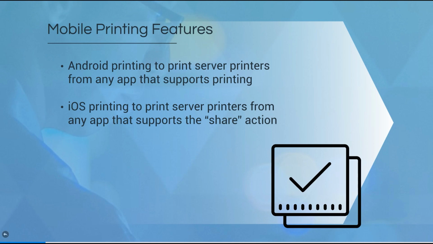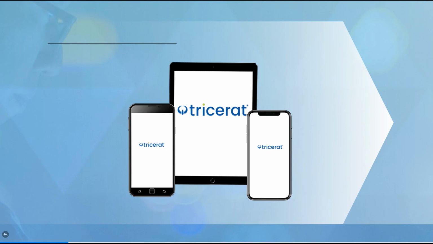For iOS, we publish those out as share sheet printers. What that means is that any application that has that share to action will be able to see the Tricerat application installed, select those printers, and then send print jobs to those printers. So the big enhancement here is, of course, that management that you're used to with your terminal servers, with your virtual desktops, with your physical desktops, are now extended easily out to these mobile devices.